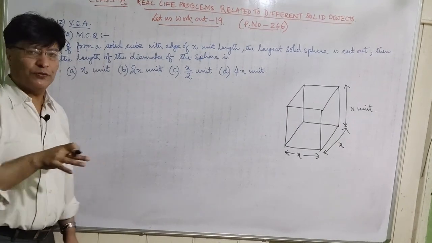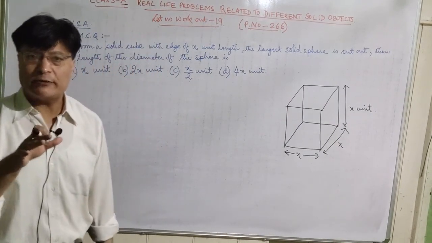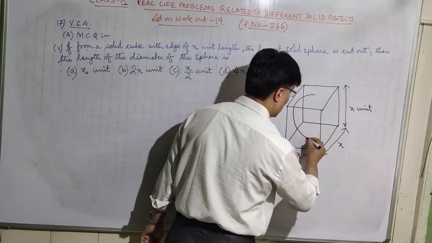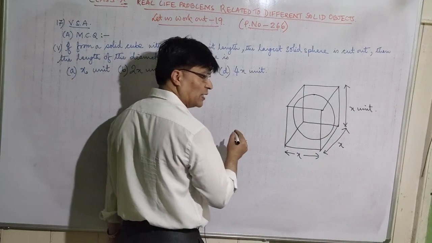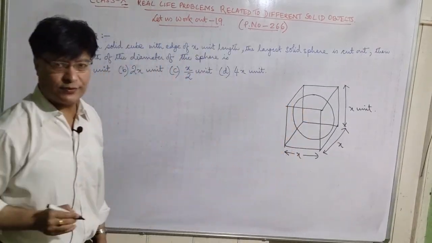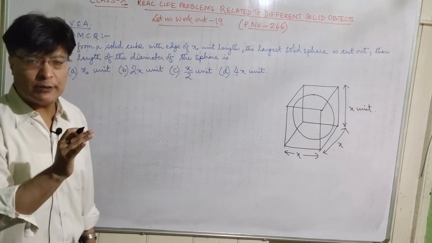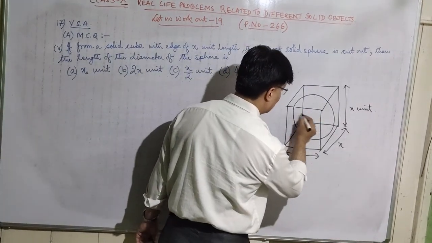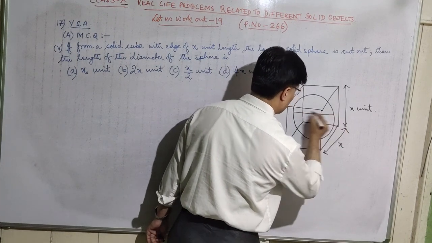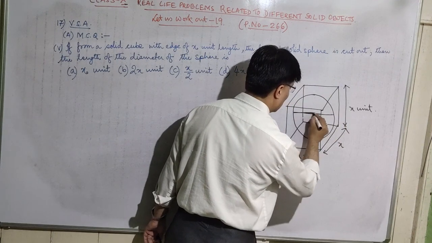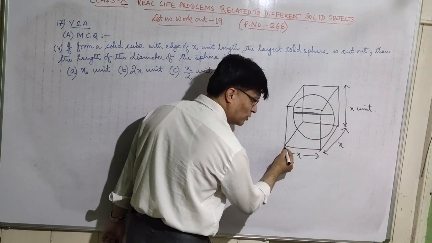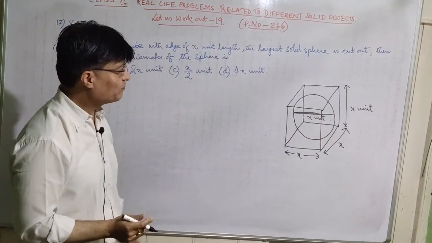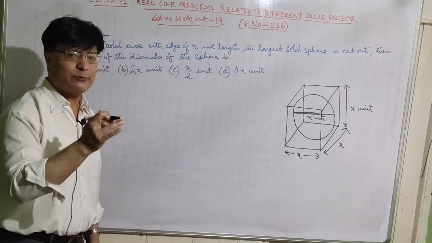So from this cube the largest solid sphere is cut out. So here is the largest solid sphere. From this solid cube a largest sphere is cut out. So what will be the diameter of this sphere? This is x unit, and this is the center of the sphere. This length, that is the diameter of the sphere, is equal to the length of each edge of the cube, that is also x unit. So from this figure we know that the diameter of the sphere is also x unit.